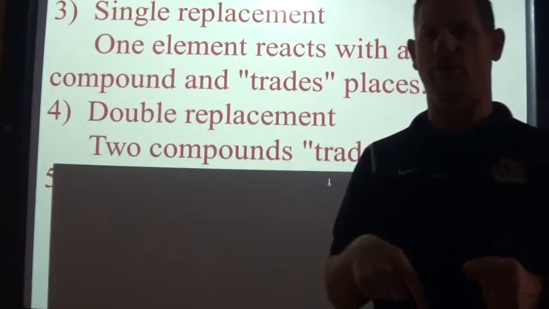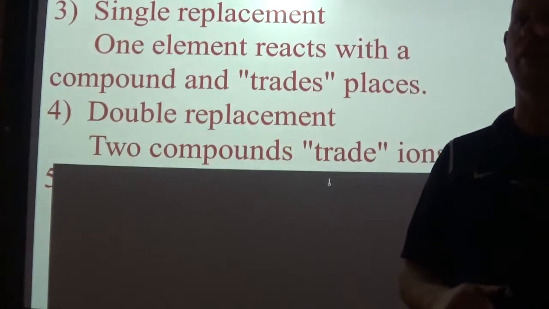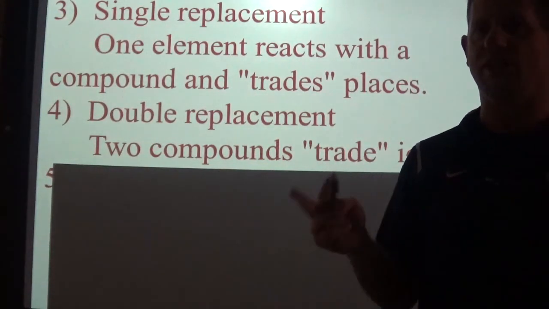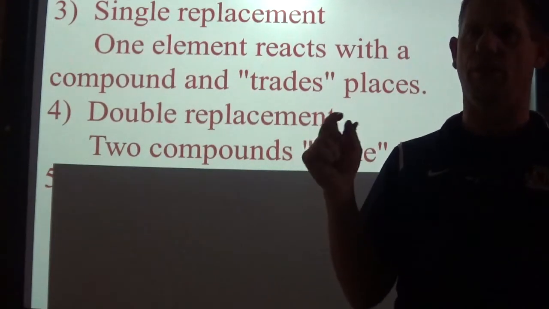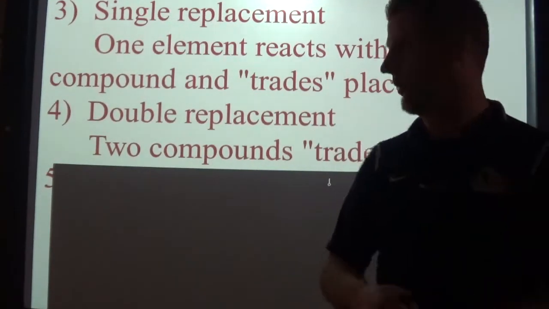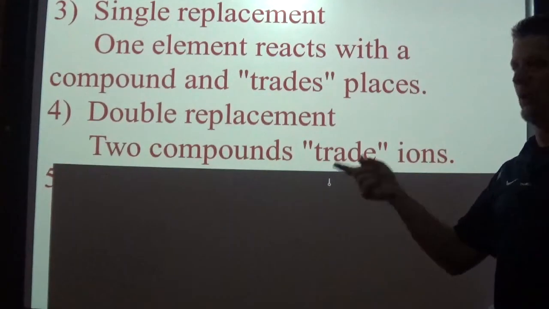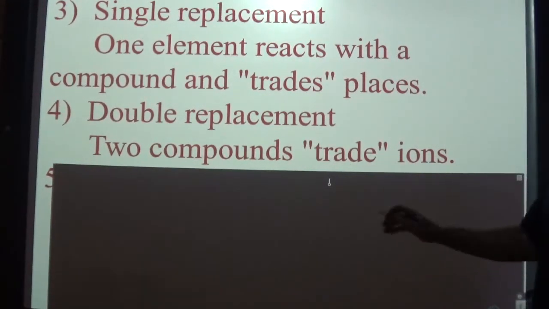Cations cannot react with other cations. Anions cannot react with other anions. They have to stick together with the opposites. Cations and anions can only go with their opposites, all right? So they're going to trade, and when you see the generic equation, that might help you out a little bit.